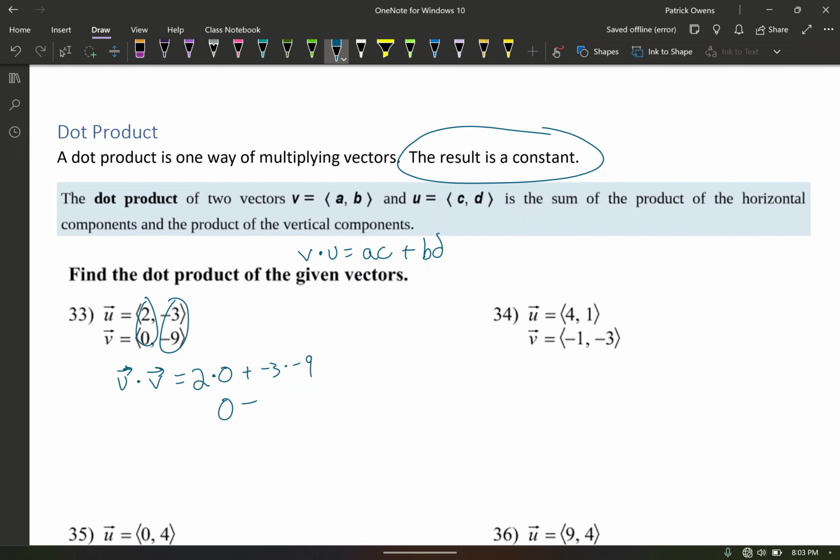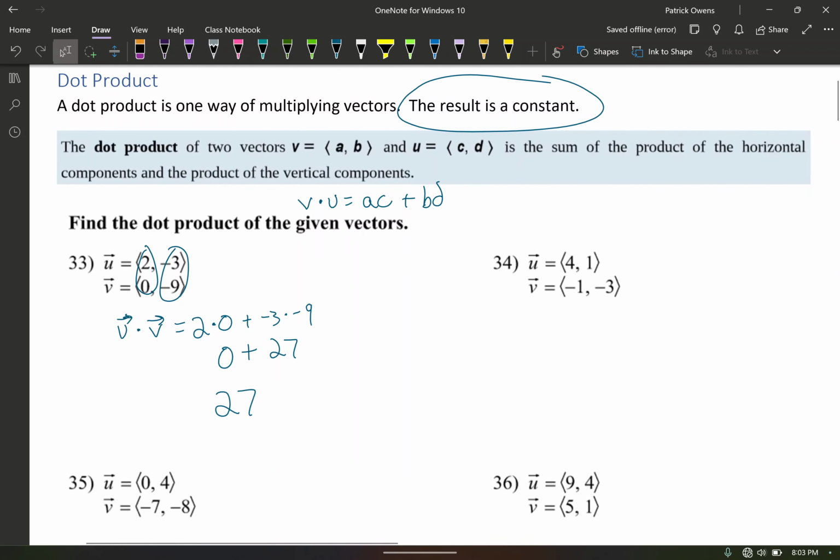So we have 0 plus 27. So our dot product is going to be 27. Let's take a look at one more example. So we've got u, or our dot product, is equal to 4 times negative 1 plus 1 times negative 3. So we have negative 4 minus 3. So our dot product is going to be negative 7.